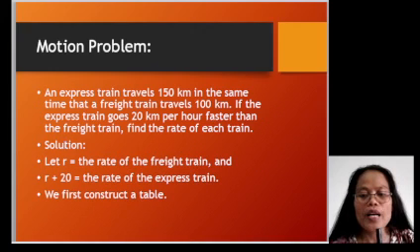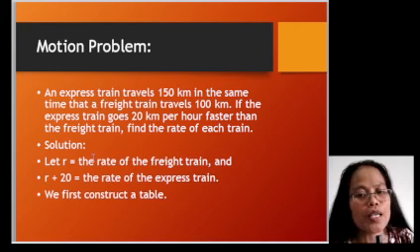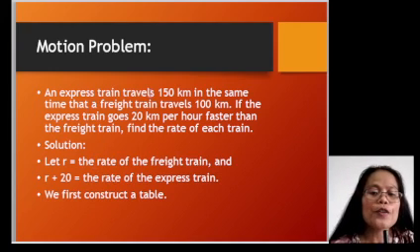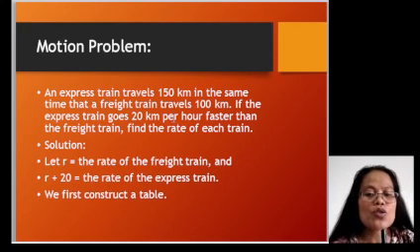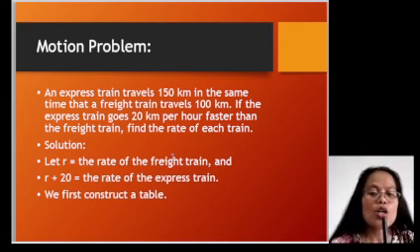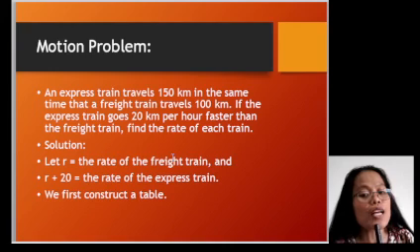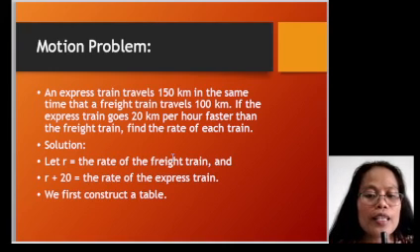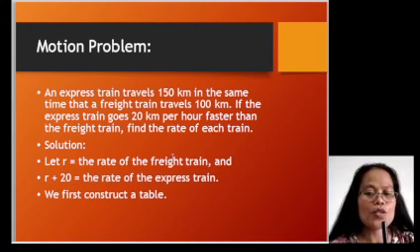Okay, we have also a motion problem here. An express train travels 150 kilometers in the same time that the freight train travels 100 kilometers. If the express train goes 20 kilometers per hour faster than the freight train, find the rate of each train. So there is an express train and a freight train, and we have to find the rate of each train.